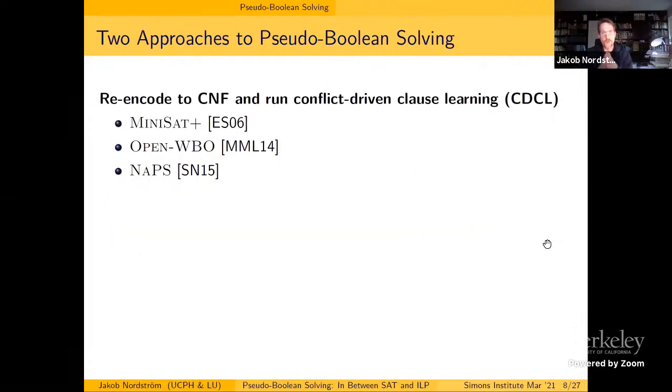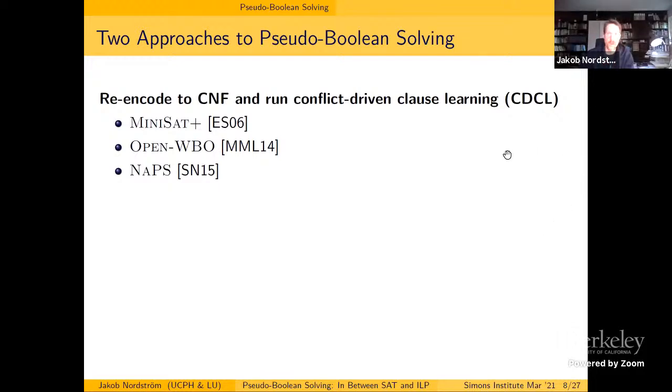Okay, so what do you do if you get a pseudo-Boolean formula? Well, one thing that you can do, since you know and love conflict-driven clause-learning solvers, is just rewrite your pseudo-Boolean constraints to conjunctive normal form and run your favorite SAT solver. This is one thing you can do.